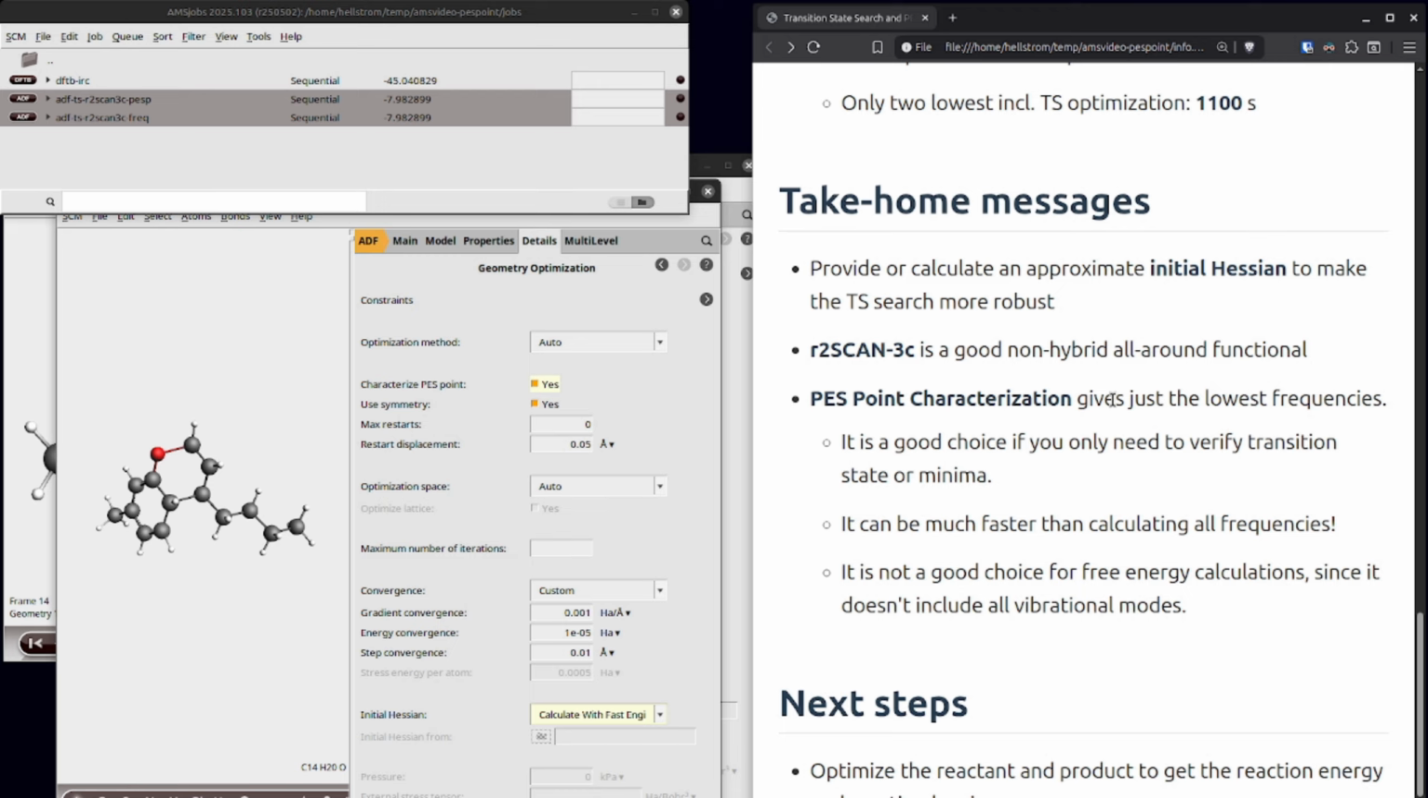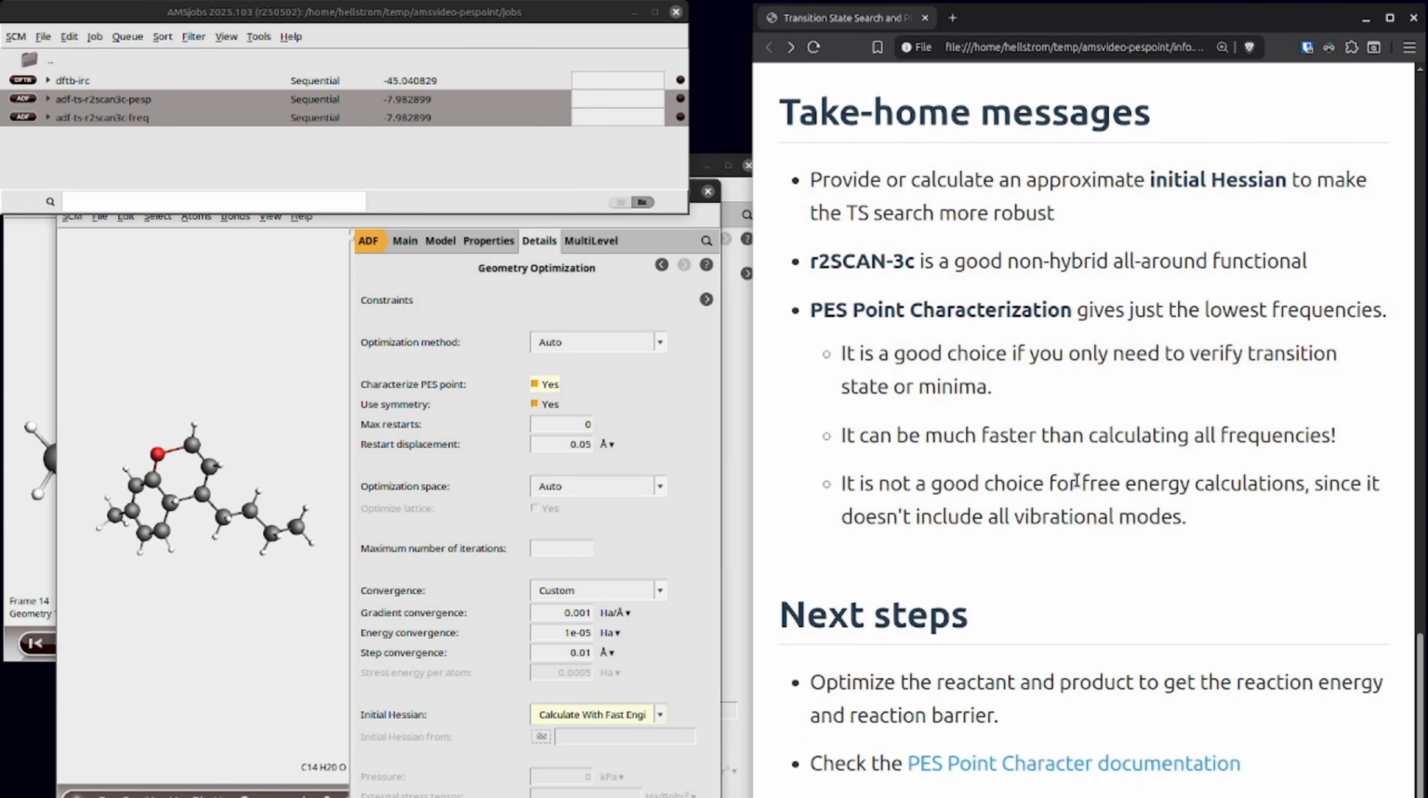And PESPointCharacterization gives just the lowest frequencies. So this is a good choice if you only need to verify transition states or minima. It is much faster than calculating all the frequencies. But if you want to calculate free energies, for example, free energy barriers, then it's not a good choice because it doesn't include all the vibrational normal modes.